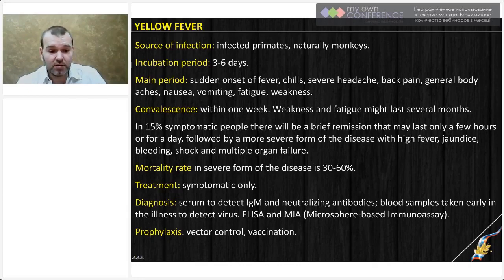To diagnose the disease, we have two types of tests. One is targeted to identify antibodies, immunoglobulins class M or neutralizing antibodies in patient serum or in patient blood. And we have ELISA and the unique method, microsphere-based immunoassay, to diagnose the disease in a correct manner.